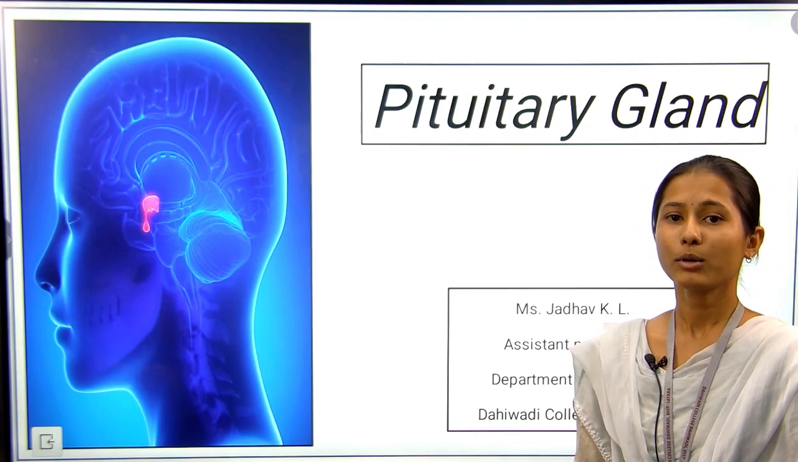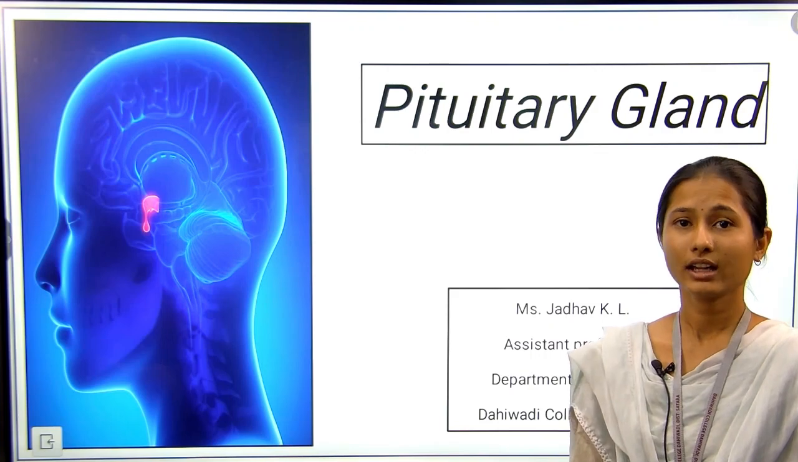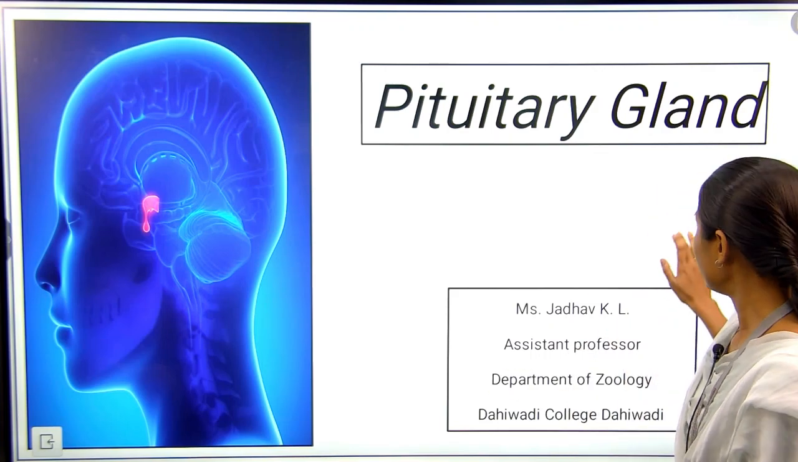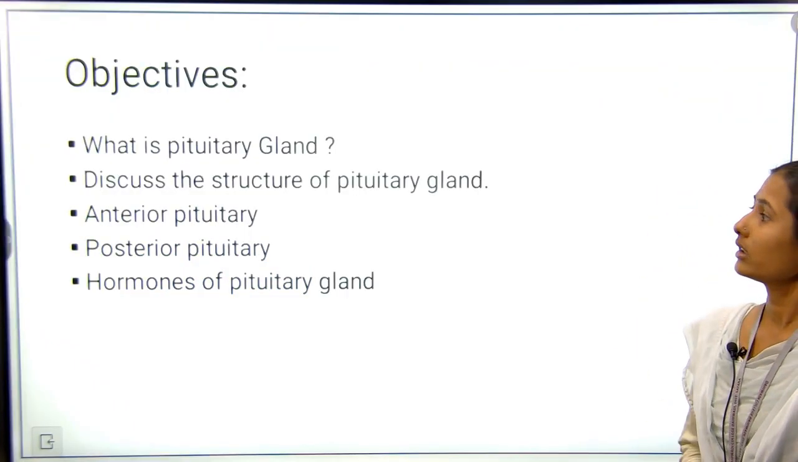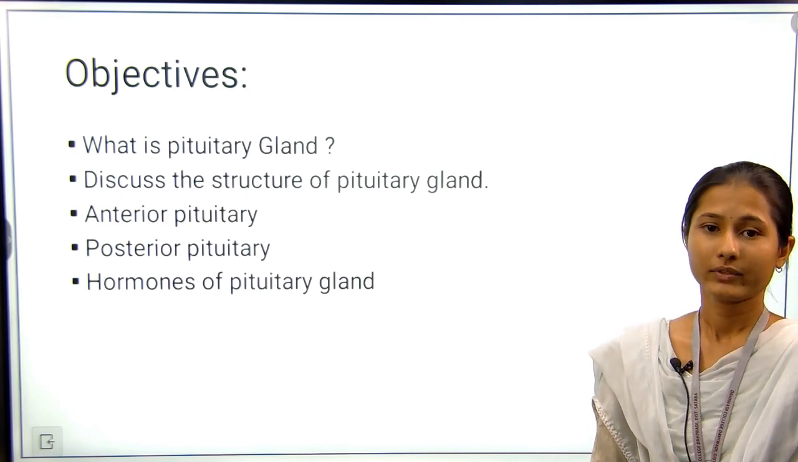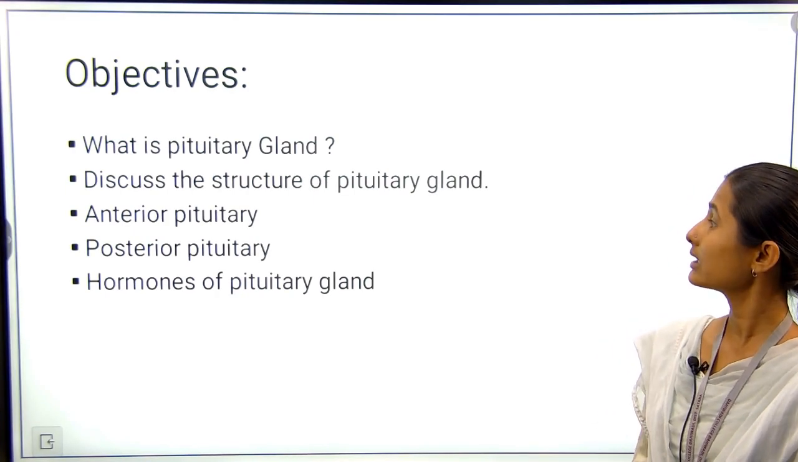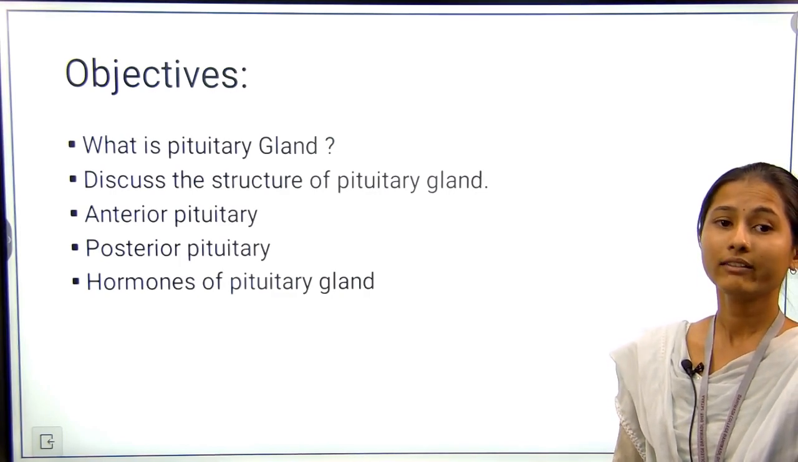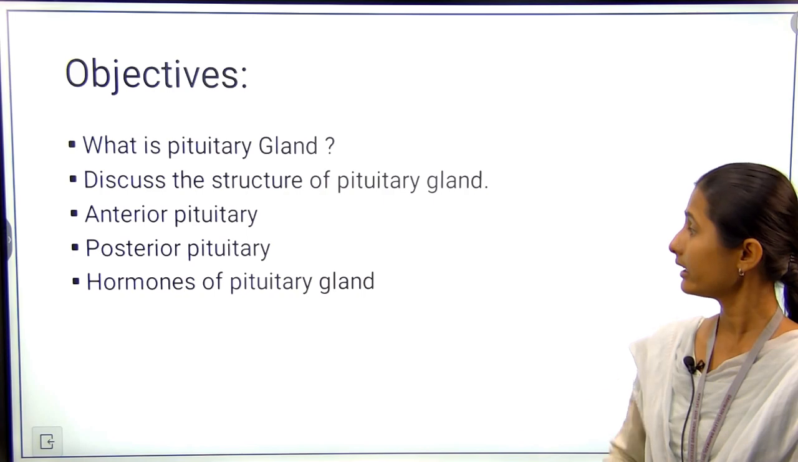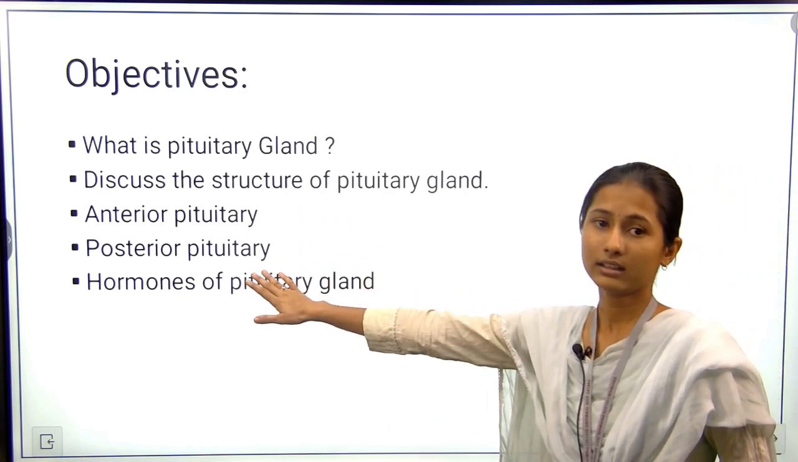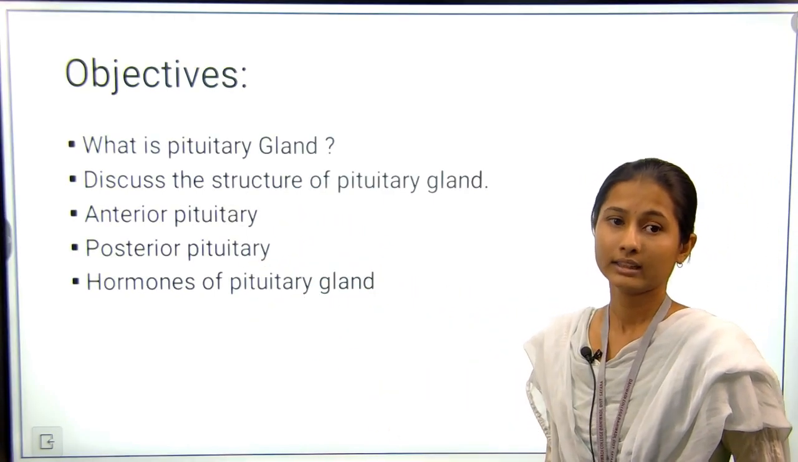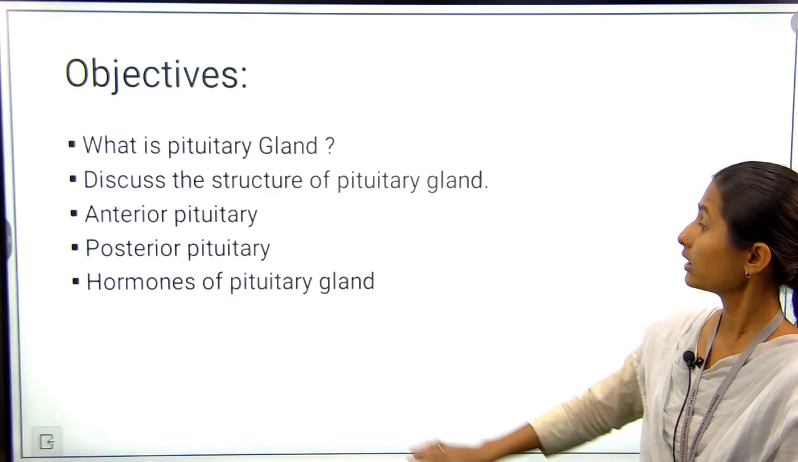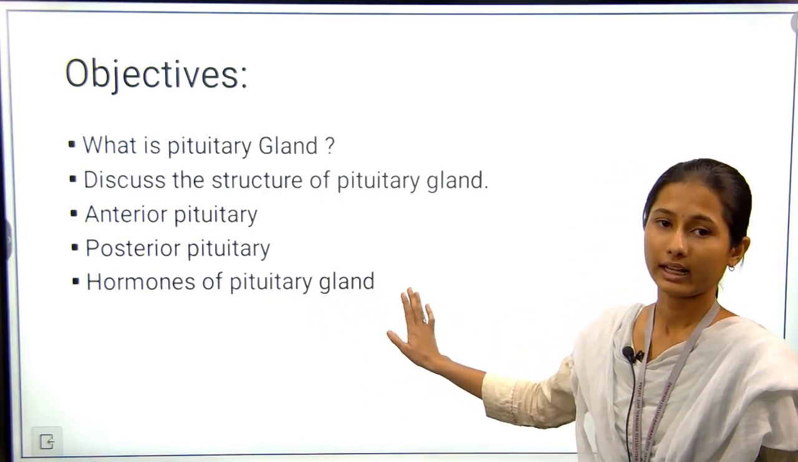Today we will discuss the pituitary gland, which is situated in our brain. We will discuss what the pituitary is, then the structure of the pituitary. The pituitary gland is divided into two parts, the anterior pituitary and the posterior pituitary. Then we will discuss the hormones of the pituitary gland.